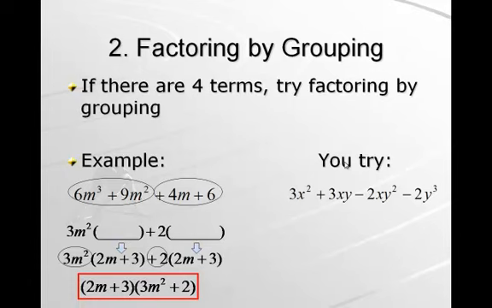And here's how we write our answer. 2m plus 3 goes in one parentheses. 3m squared plus 2 goes in the second parentheses. That double parentheses look is what we're going for in the end. You try the next one. Group the first 2 terms together, group the second 2 terms together, and see if you can identify the greatest common factor of each group. Pause until you're ready.